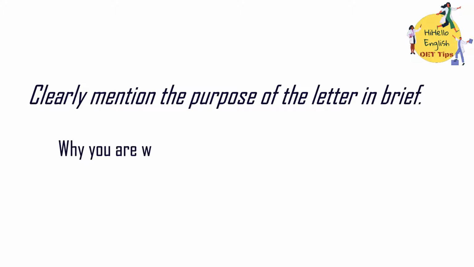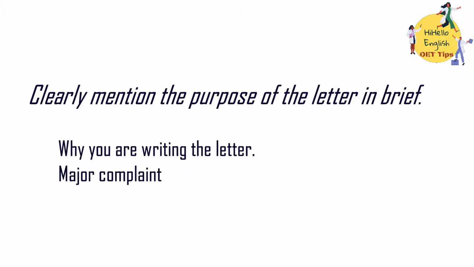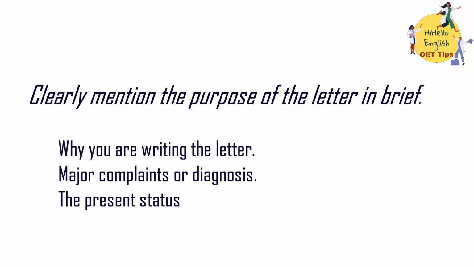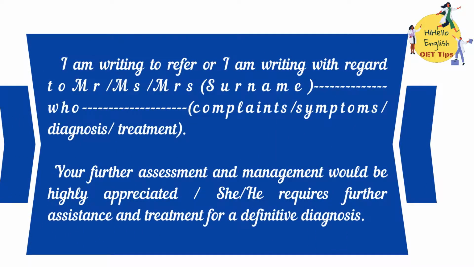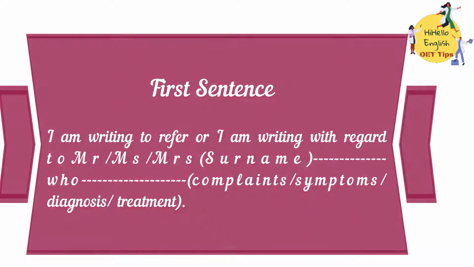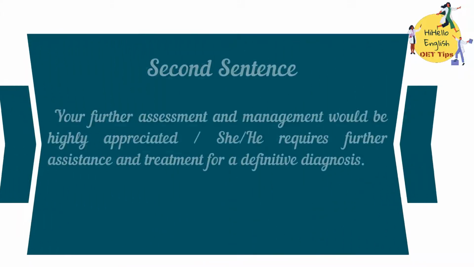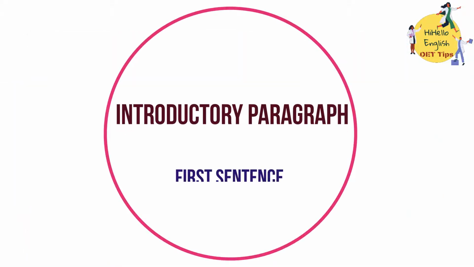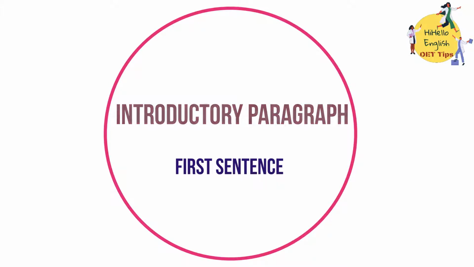It should introduce the patient and state why you are writing in the letter, the major complaints or the diagnosis or the treatment, and the present status of the patient's condition which calls for the reader's intervention. The general format is as shown here. Let's break this into first sentence and second sentence for easy understanding. Let's start with the first sentence and how we can fit them in some of the situations.